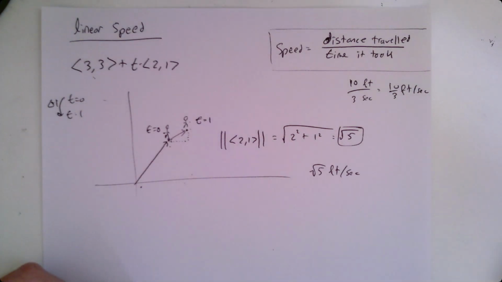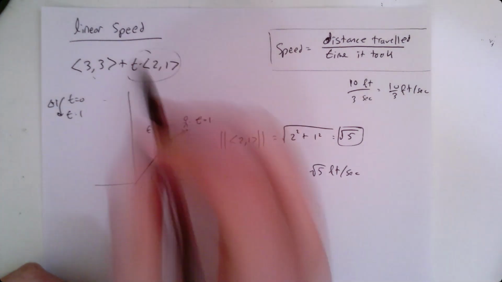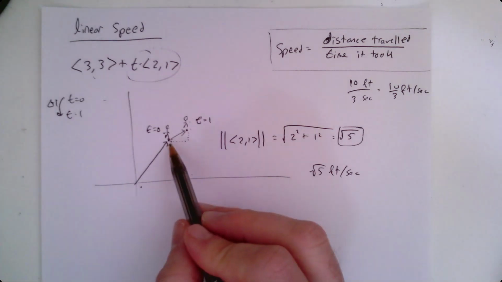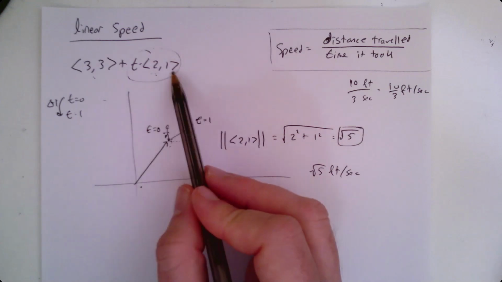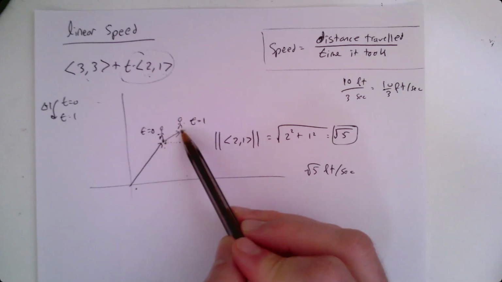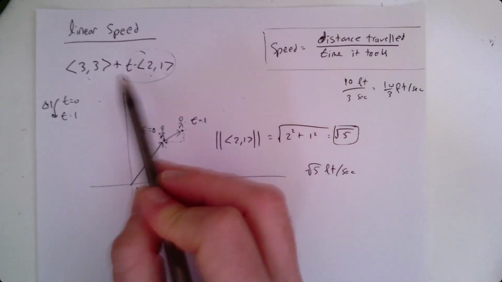Okay, so the big takeaway here is if you have a scaling vector and you want to know how fast the motion is, all you have to do is look at the magnitude of the vector, because that's saying the path that you're traveling along with every additional second.